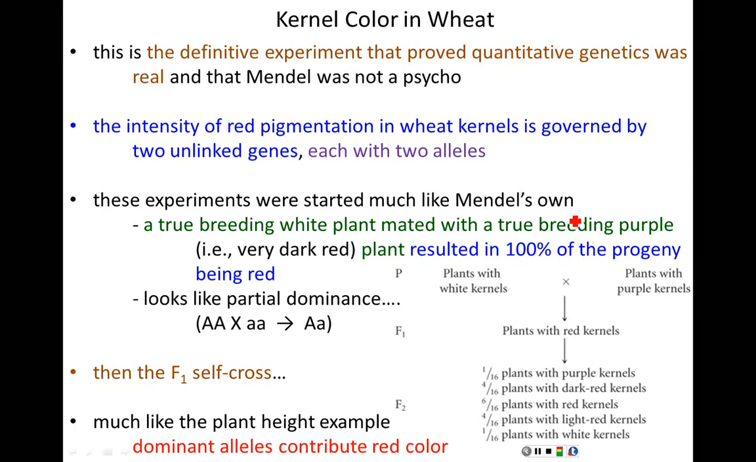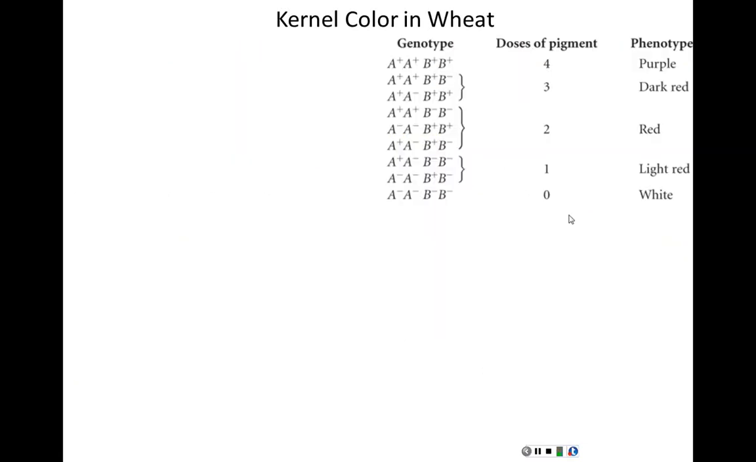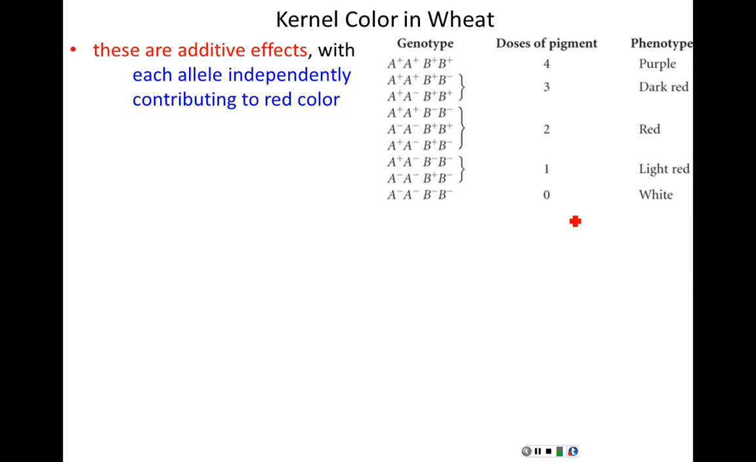The real story behind this trait is that it works very much like the plant height example we used a little bit earlier in this lecture. There are dominant plus alleles that contribute red color to the trait, and there are negative minus recessive alleles that don't contribute color. So to be a purple kerneled plant, you need 4 positive alleles, and there's only one genotype that gives that. To be a white kerneled plant, you need no positive alleles, and there's only one genotype to give that. To be a dark red plant, you need 3 out of the 4 alleles to be positive. To be red, it's 2 out of the 4. To be light red, it's 1 out of the 4, etc. And these are the genotypes that give those traits.